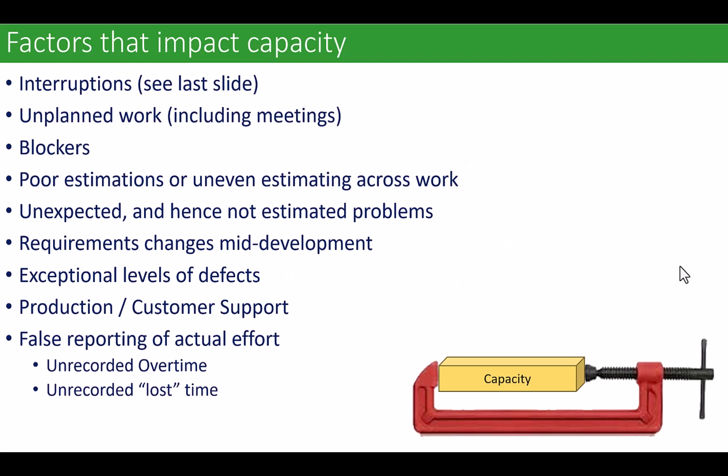Other things that affect capacity. Unplanned work, including spontaneous meetings. I kid you not, on my current project, I think people have meetings because they're lonely or bored or they want to pick a fight or whatever, but it could have been an email.